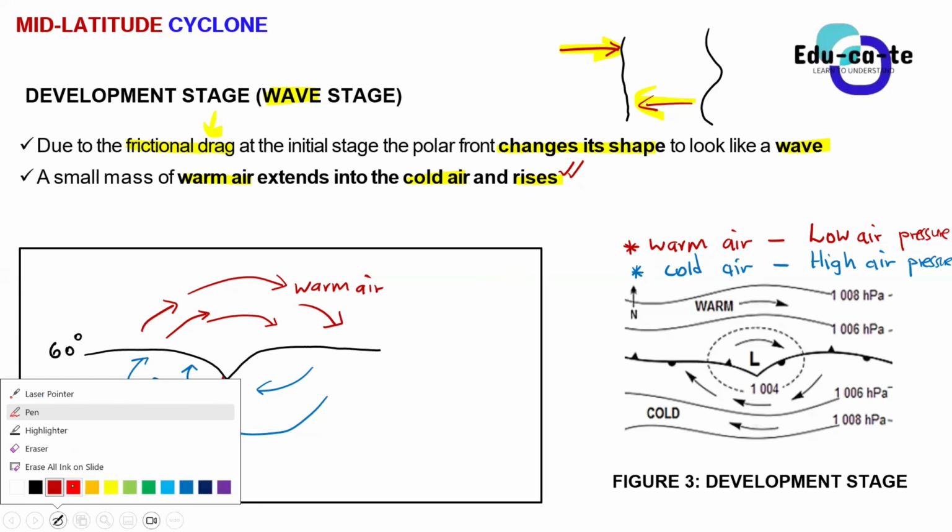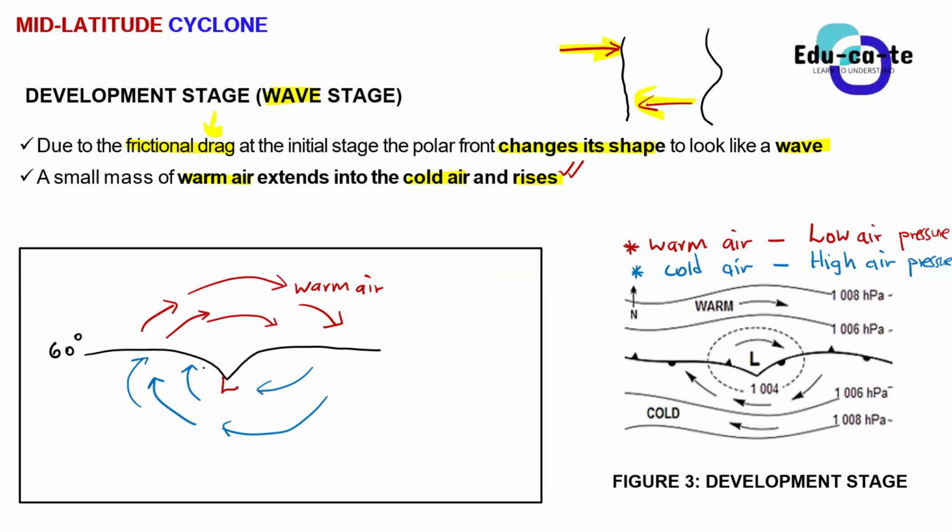It is not really that much low, but sometimes we don't even draw the L because it is just a small amount of warm air that has risen. So sometimes they will not draw the L. You guys shouldn't be shocked if you don't see an L here.